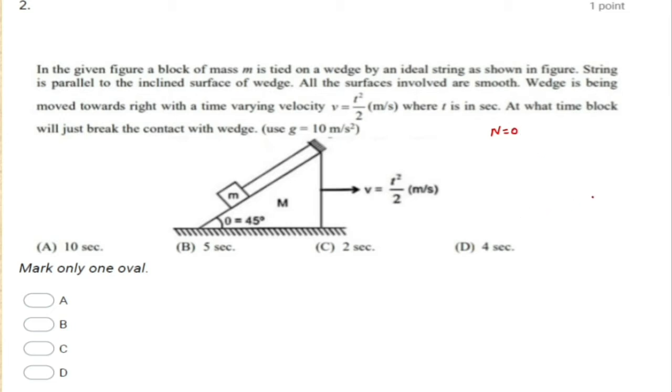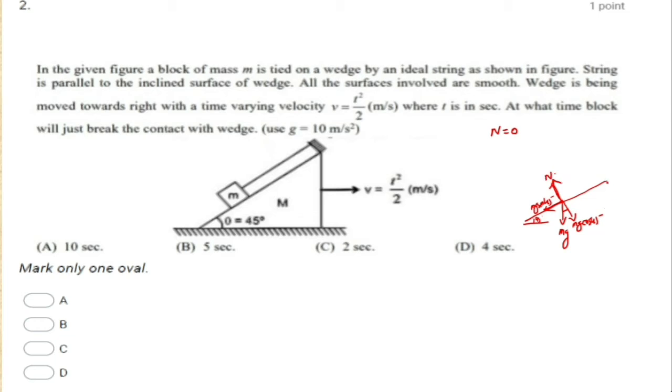So let's draw the free body diagram for the small m. This is an inclined surface, and this is the small m. We can resolve here mg acting vertically downward. If you resolve this mg, we can write two components, and theta is given as 45 degrees. So this becomes mg cos 45 and here it becomes mg sin 45. And one more force is acting, that is the normal reaction force.